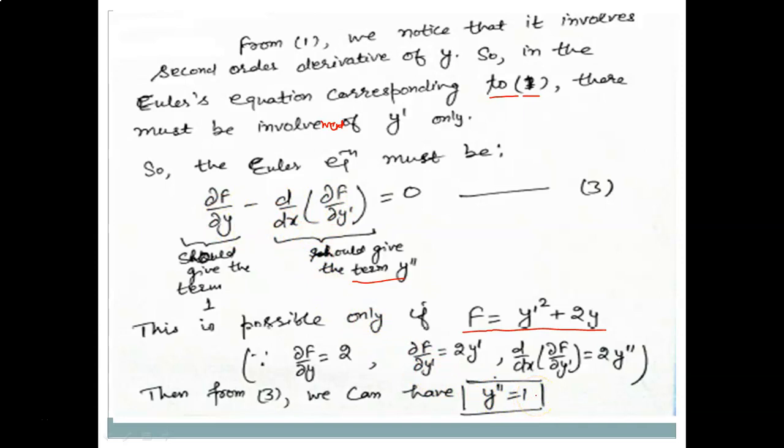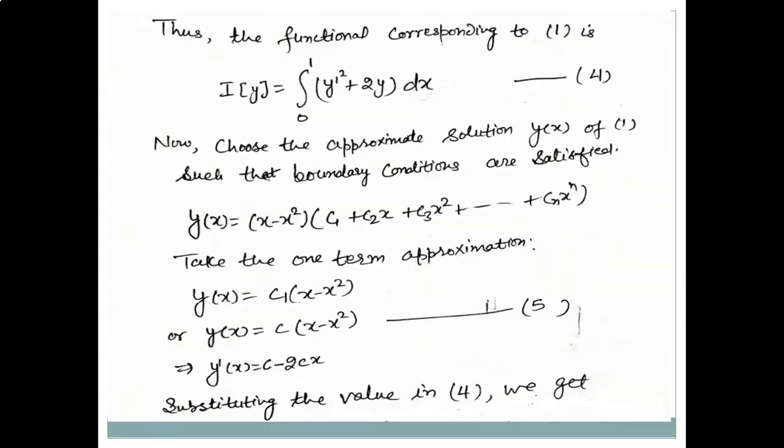So that was our first task in this method. Now the next one, the functional corresponding to 1, because as we have already mentioned, this is the functional, and we have already got that this is capital F. So now this becomes the functional. Now choose the approximate solution y(x) of 1 such that the boundary conditions are satisfied. So you can choose the function in this way.